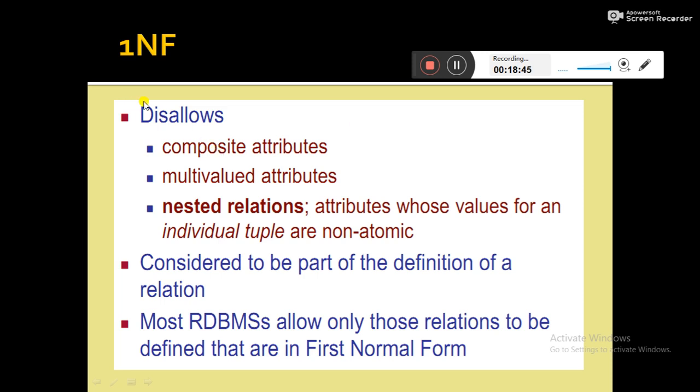That means we can say that 1NF disallows composite attributes and multi-valued attributes. Means suppose for a particular record an attribute has a set of values, that is a multi-valued attribute, then the relation is not in 1NF. So 1NF disallows the multi-valued attribute, it disallows the composite attribute, as well as it disallows the nested relation. All these things will be discussed with the help of some examples.